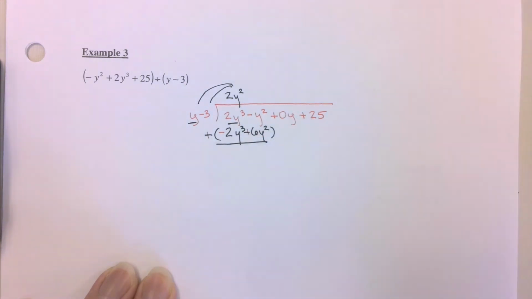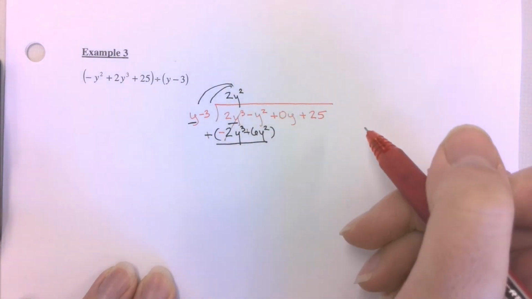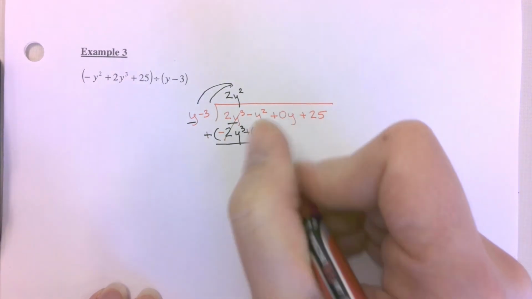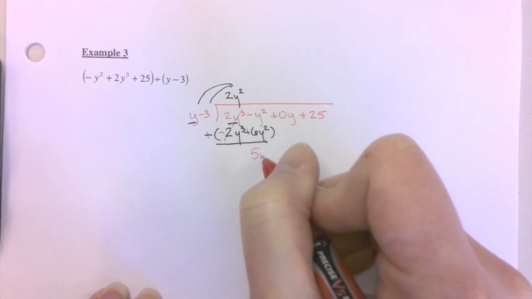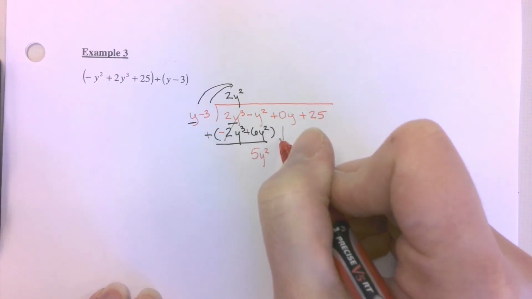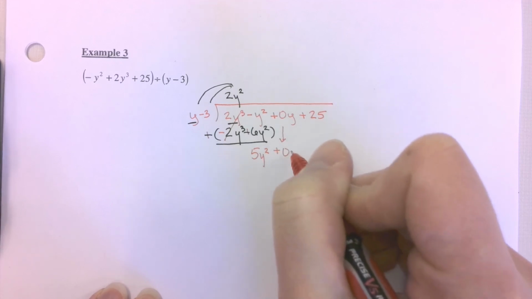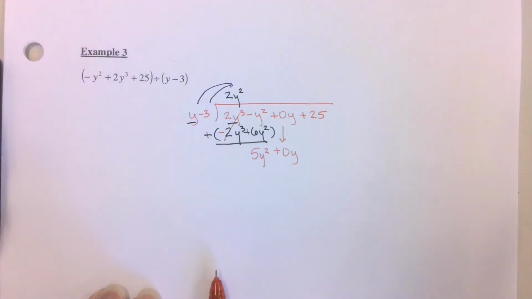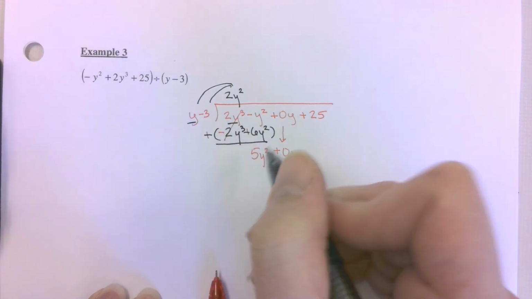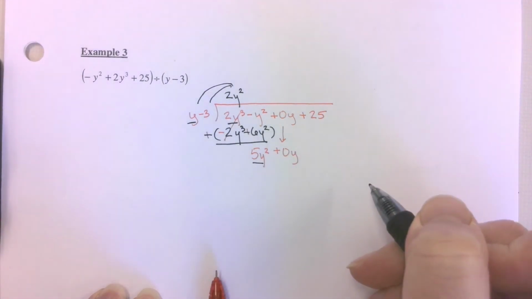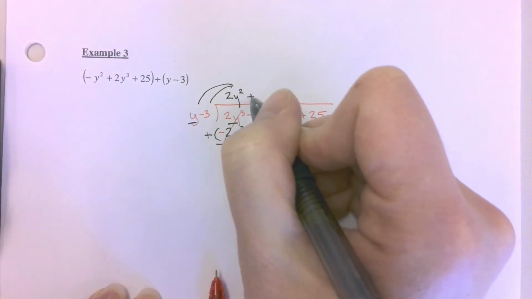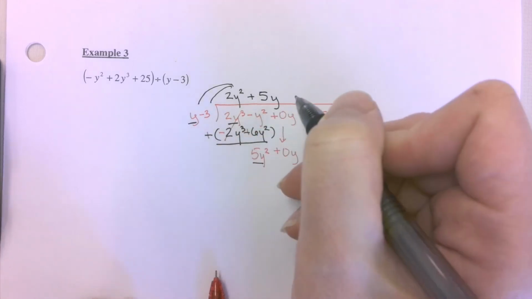And once we do that, the first term should always cancel, and we bring down that we have a remainder of 5y squared, and then we bring down our placeholder of plus 0y. We are going to start again. How do I make my first term into a 5y squared? I'm going to multiply by a positive 5y.